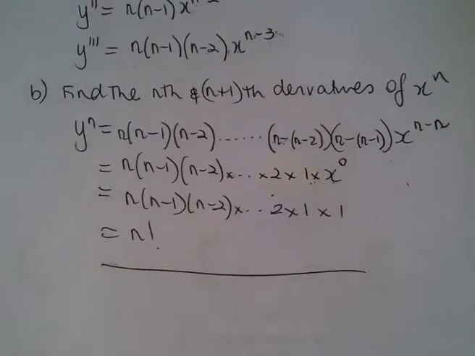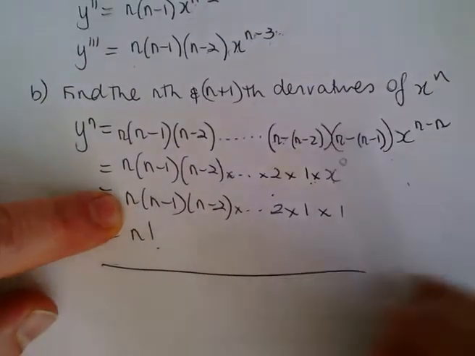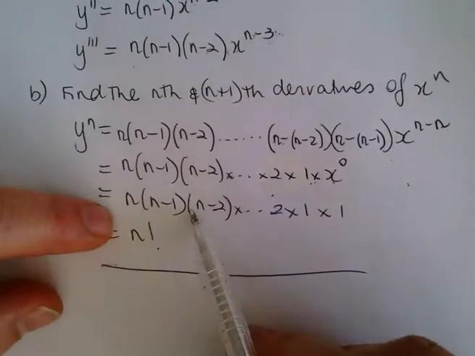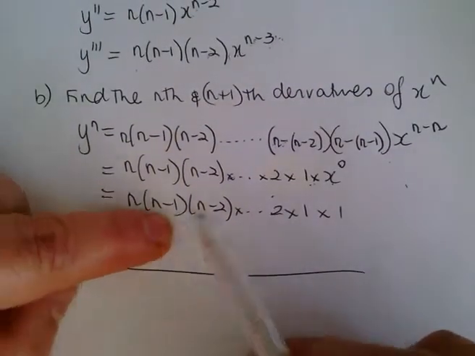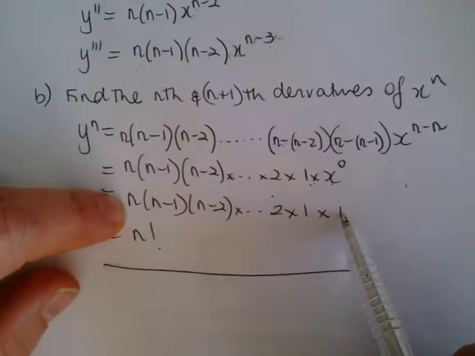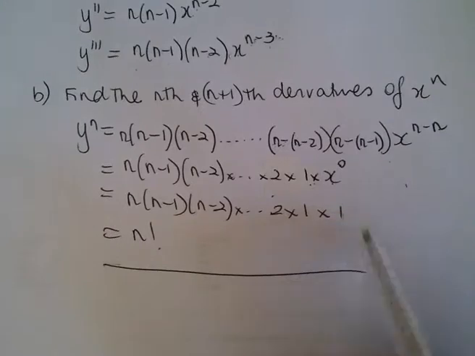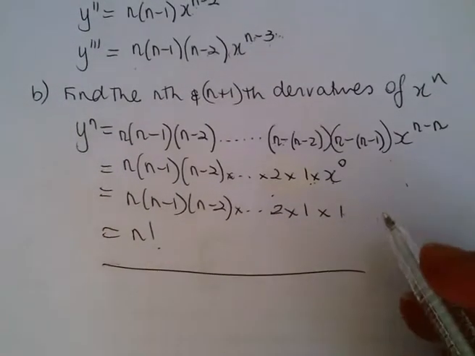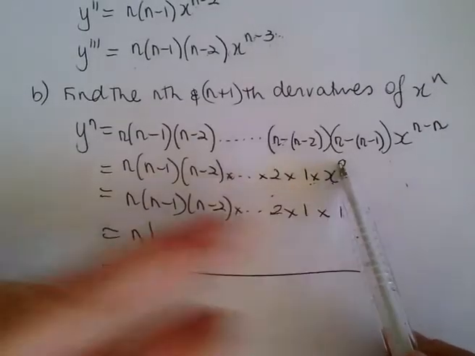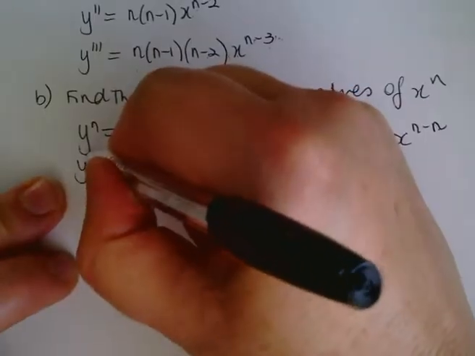Now, n is just a number, isn't it? These are all numbers. If n was 10, this would be 10 times 9 times 8 times whatever. Whatever this whole number is, when you differentiate a constant, this is now a constant. When you differentiate a constant, what do you get? 0.